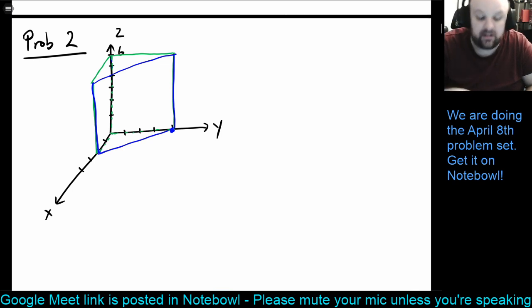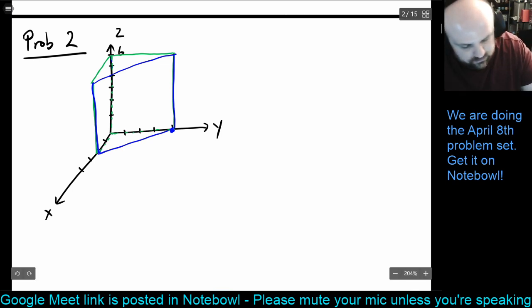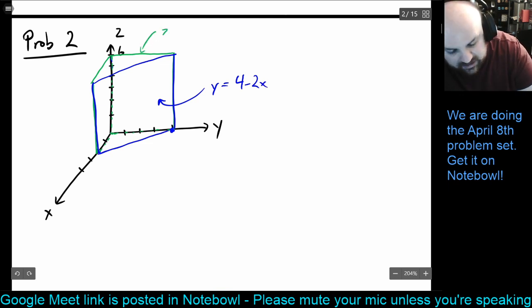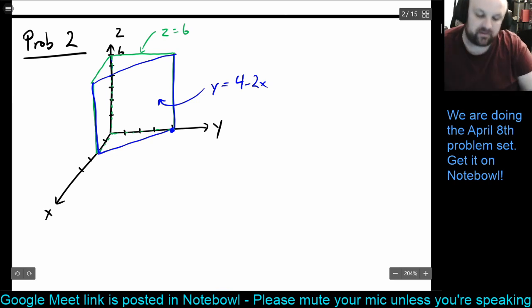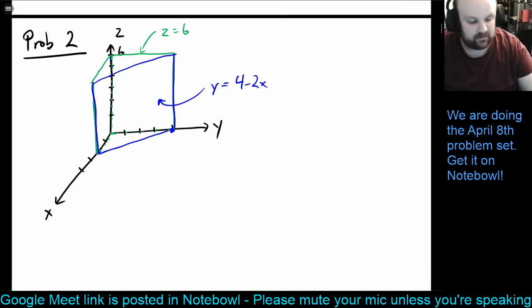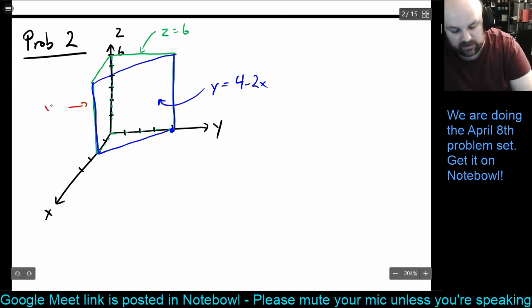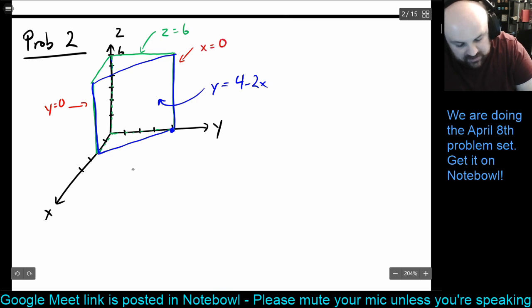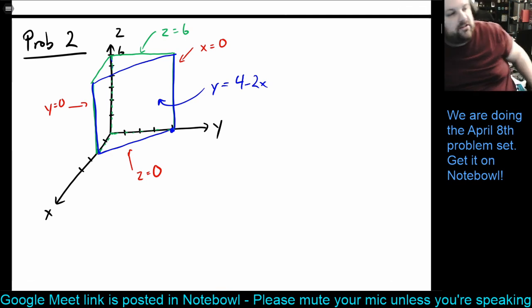And we want to find the volume of this thing. This plane in the front here is our y equals 4 minus 2x. This plane on top is z equals 6. And all the other pieces: back here you have y equals 0, in the back here you have x equals 0, and on the bottom you have z equals 0. So we have all sides of this thing.